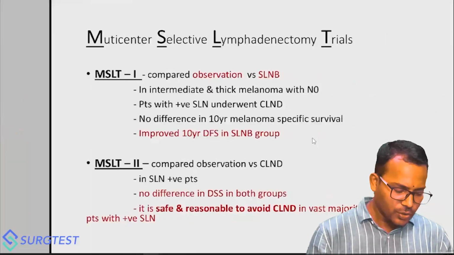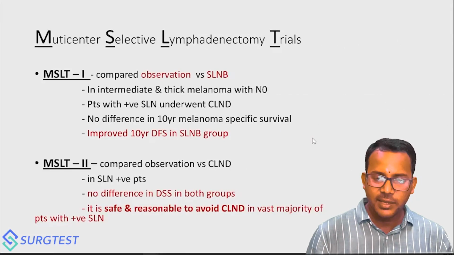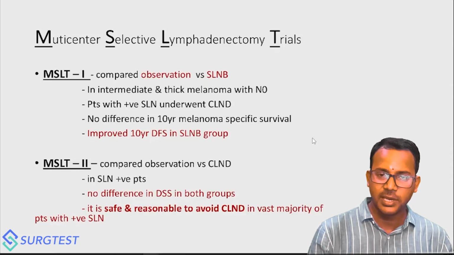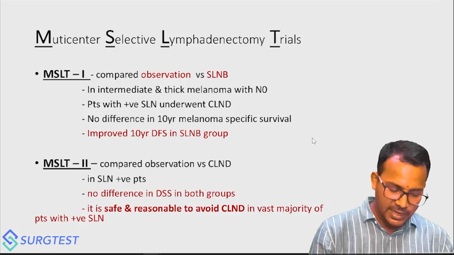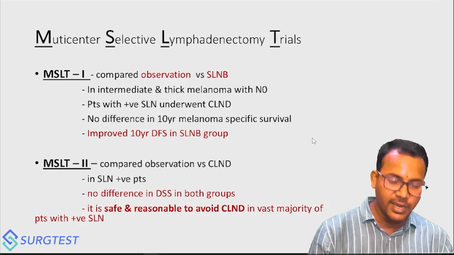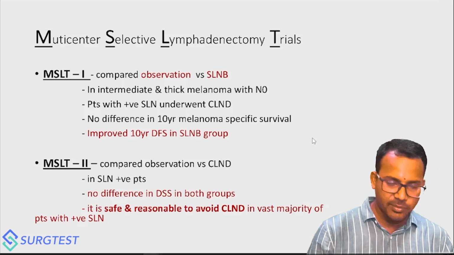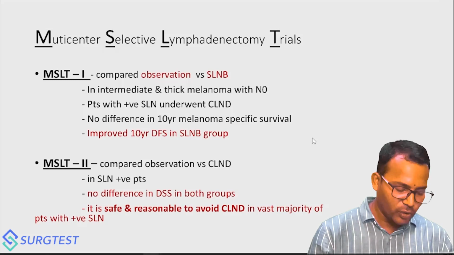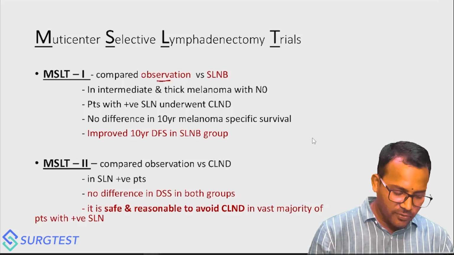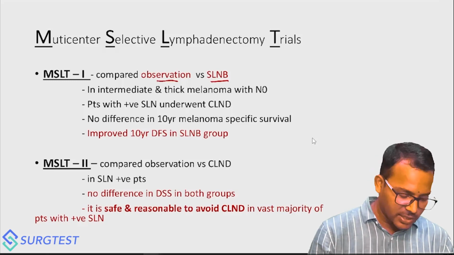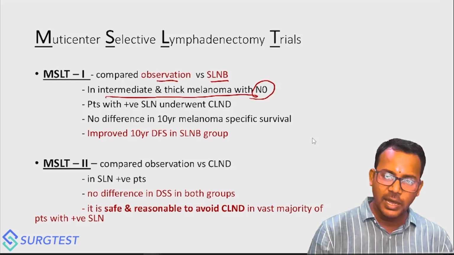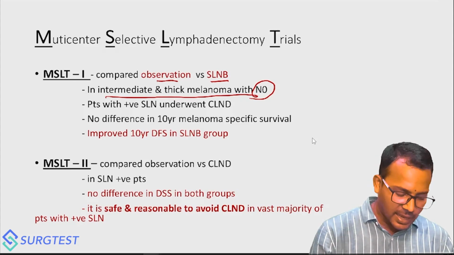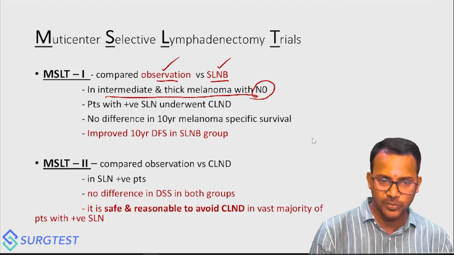Okay, so let us learn a few more points regarding these MSLT trials, because these have been asked previously in quite a few of the exams. MSLT stands for multi-center selective lymphadenectomy trial, and you have two of them, MSLT1 and MSLT2. MSLT1 compared observation versus sentinel node biopsy in intermediate and thick melanomas with N0. If you have a patient with intermediate and thick melanoma that is clinically N0, after doing wide local excision, in the MSLT1 trial they compared observation and sentinel node biopsy.